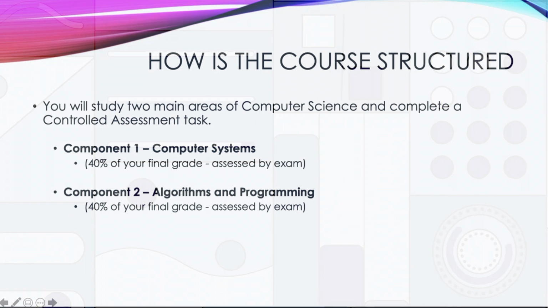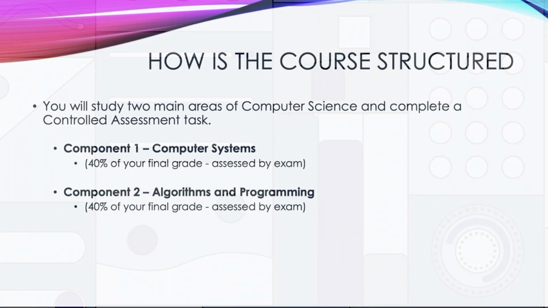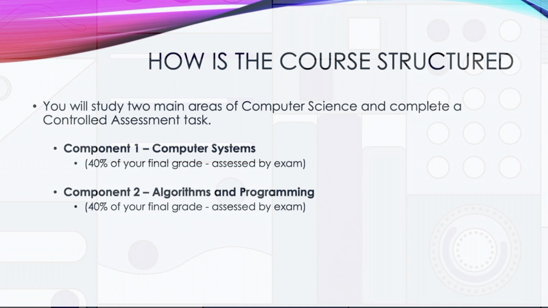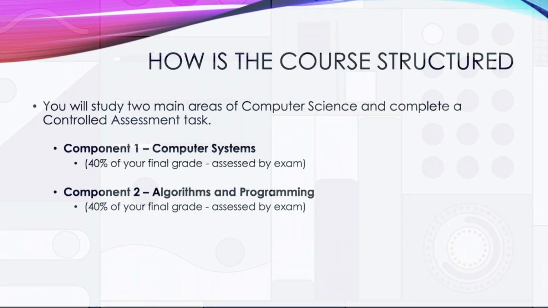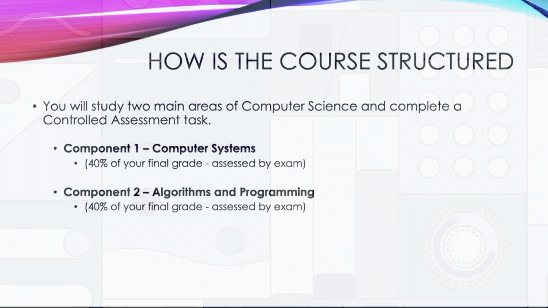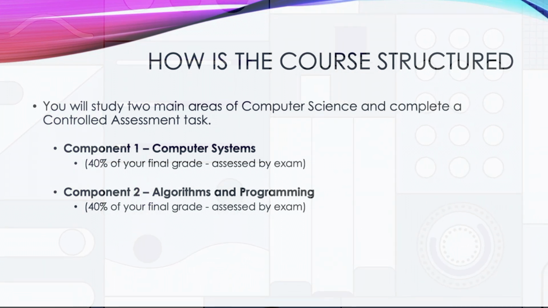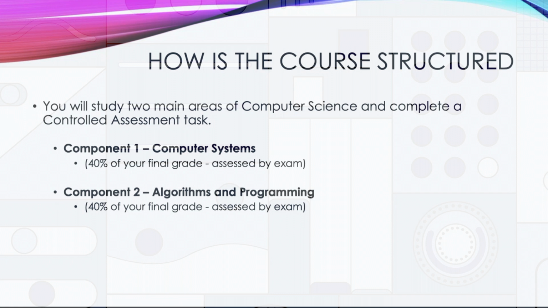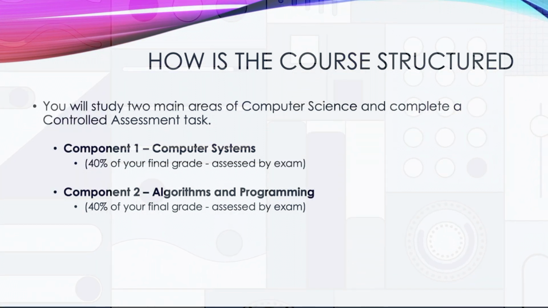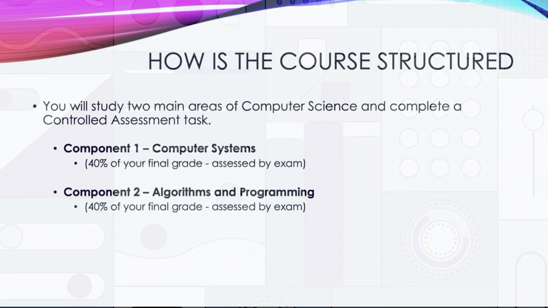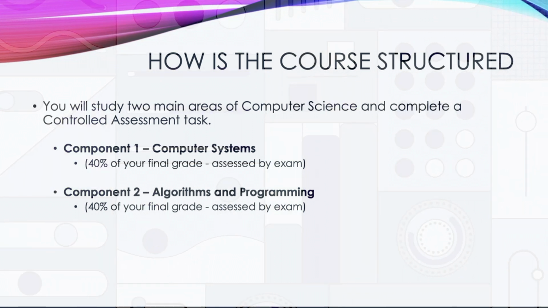So the course is broadly separated into two main areas. We have component 1 and we have component 2. Component 1 is computer systems. So this is the unit where, as I said, we will be looking inside computers, learning how they work, learning about information, looking at things like networks and the internet and how they work and how we move information around the world from computer to computer.